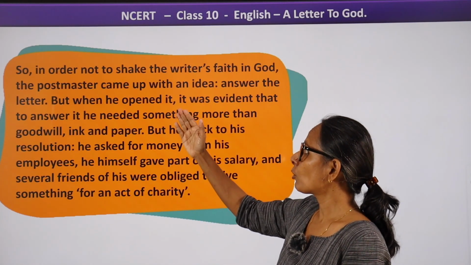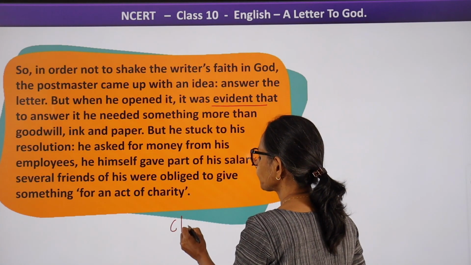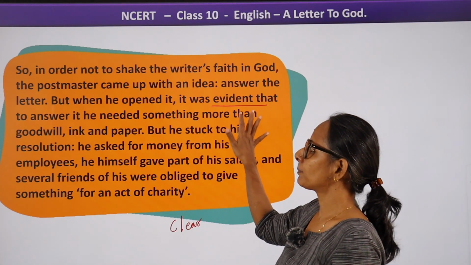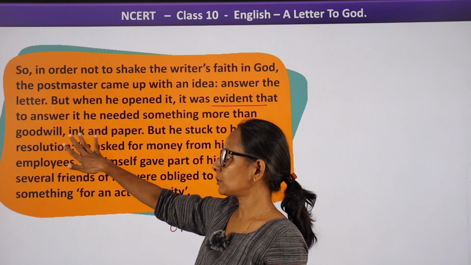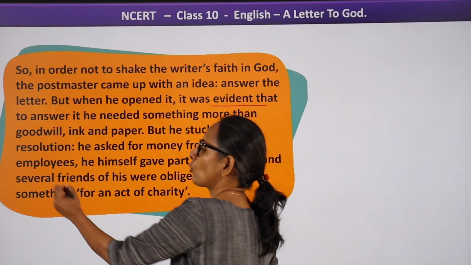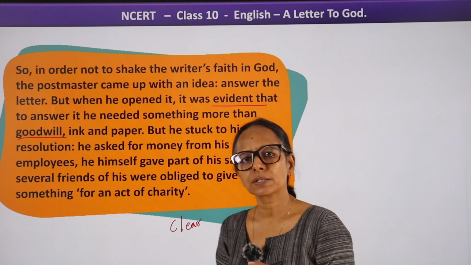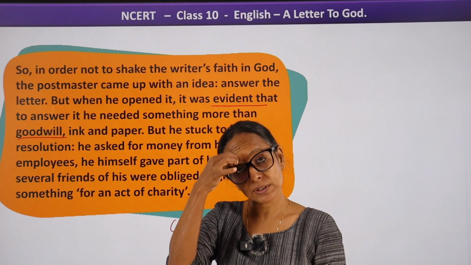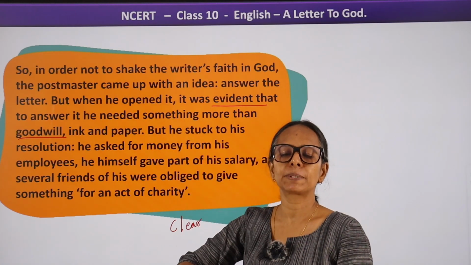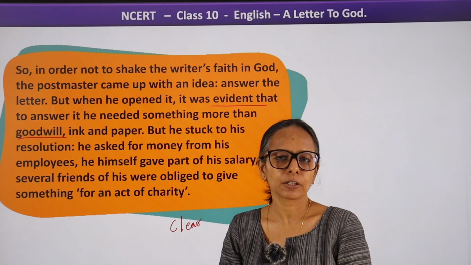But when he opened it, it was evident. Evident means clear. So when he opened the letter and read it, it became clear to him that to answer that letter, he needed something more than goodwill. What does goodwill mean? Intention to help. Here, what was the postmaster's good intention? His good intention was that he needed to help the person who wrote this letter by not making him lose his faith in God, right?